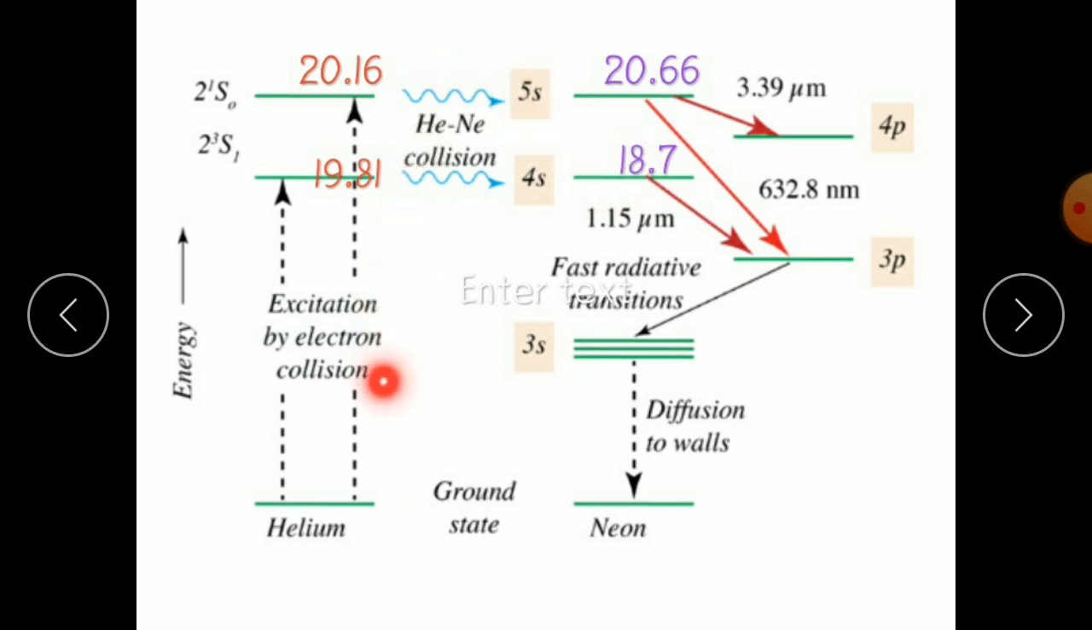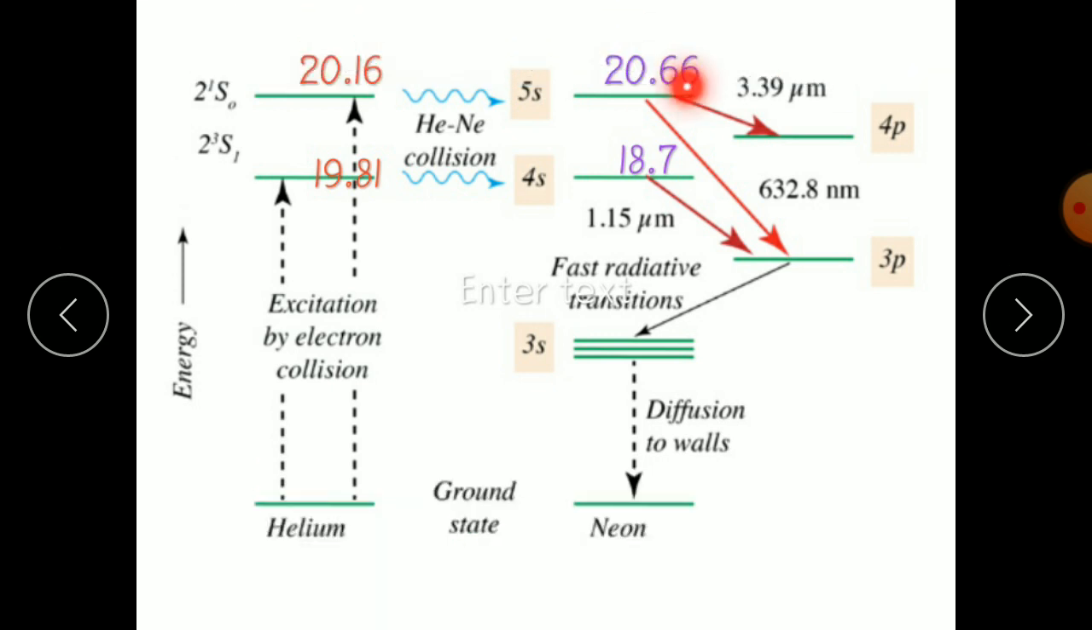That is why the helium atoms transfer their energy to the neon atom, and the helium atom gets de-excited and comes to the ground state by transferring its extra energy to the neon atom. In this way the population of the 5s and 4s levels is increased, and these are the metastable states of the neon atom.